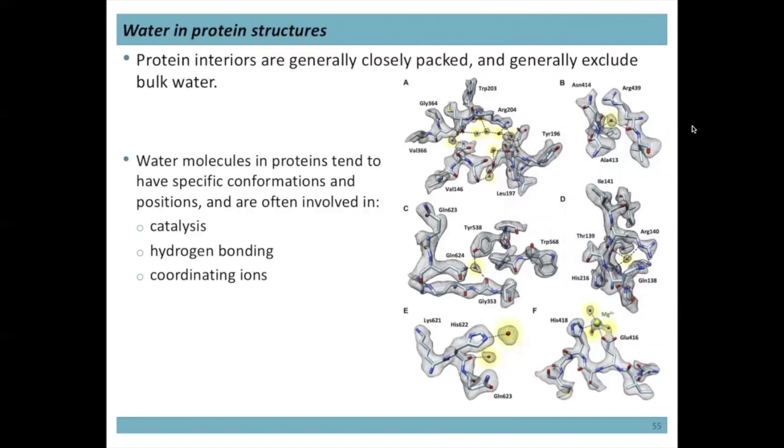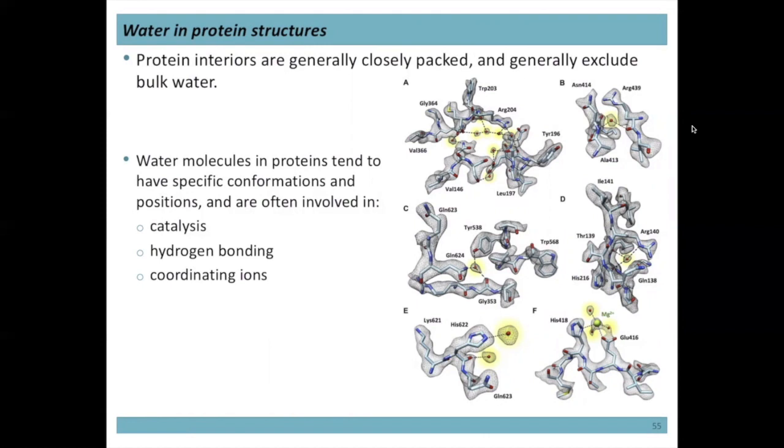And something else when we talk about three-dimensional structure that we need to mention that's very, very important, and you actually can see this in crystallography and maybe even in NMR, depending how you do it, but that is ordered water. So protein interiors are generally closely packed, and they exclude what we call bulk water, meaning you just don't have a bunch of disorganized water in there, but sometimes you can capture a water within the interior protein, and you can see it in the three-dimensional structure.